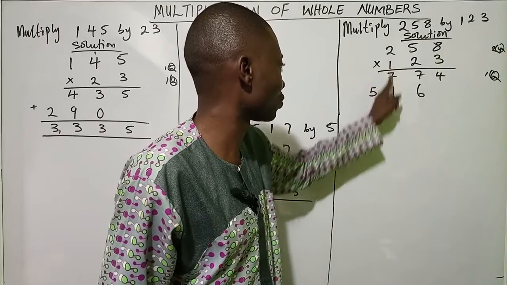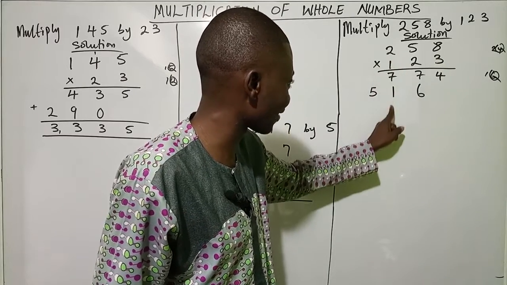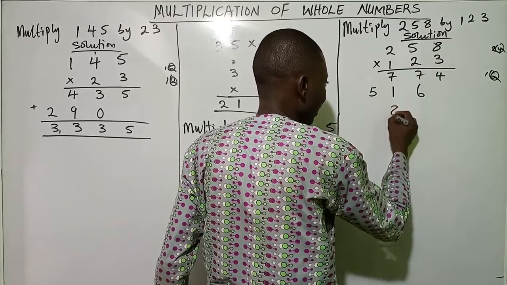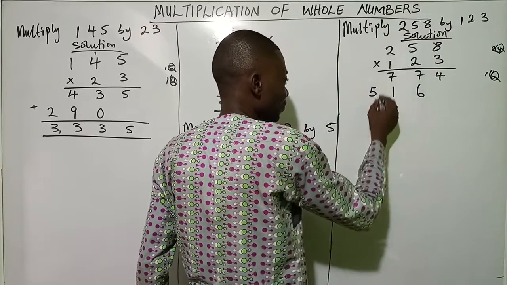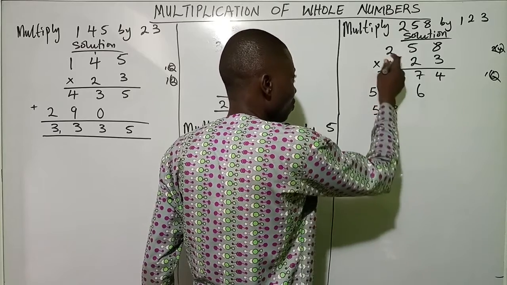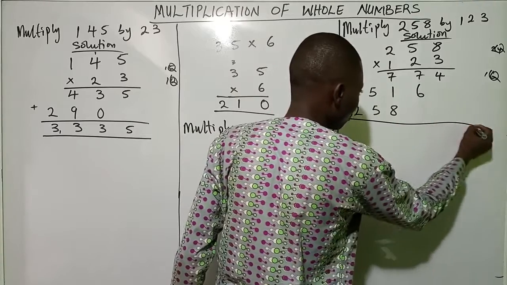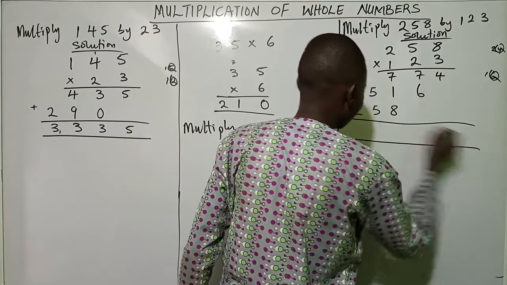Since I'm starting with 1, whatever I'm going to get, I'm going to make sure I write it exactly under 1. 1 times 8 is 8. 1 times 5 is 5. 1 times 2 is 2. I'll put this down, and I will now add.